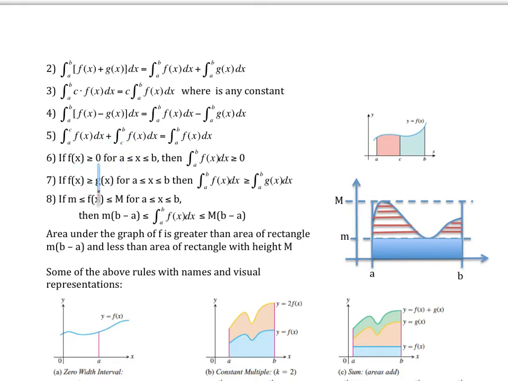If f of x is greater than or equal to 0 for x between a and b, then the integral from a to b of f of x dx is also greater than or equal to 0. So if the function is greater than 0, the integral will be greater than 0. In other words, if you're above the axis, you're going to get a positive area.